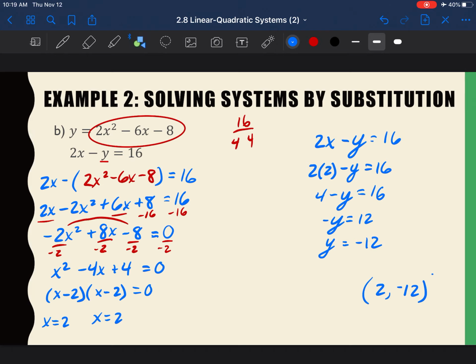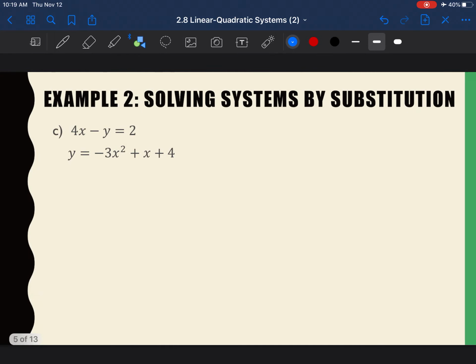Now, here's the thing. If I plug in the other 2 that I got, it's going to give me the same exact answer. So this is one of those that has a repeated root. It has a repeated solution. But you only need to write it once. 2, negative 12 is the only solution to this problem.